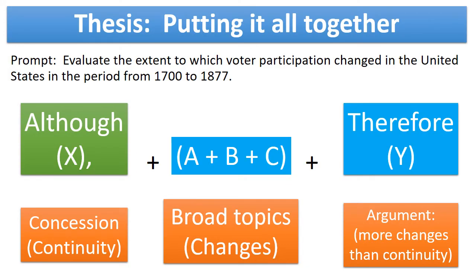Now that you've done your 2 timelines, you need to put your thesis together. The although statement is going to be your concession or continuity that you chose from the orange timeline. Your A, B, and C statements are going to be from your blue timeline, the 3 major changes. They must be in chronological order. Your therefore statement is simply going to say that there are more changes than continuity, tying the whole thesis together.